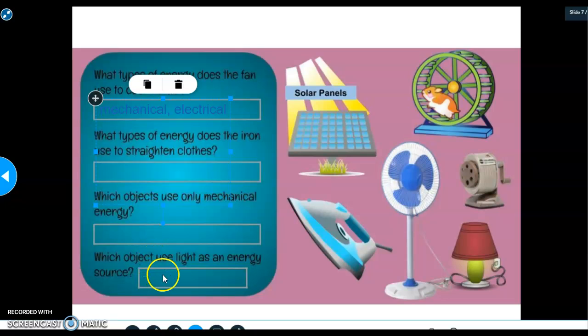And then finally, uses light as an energy source would be, of course, the solar panels. And that's it.